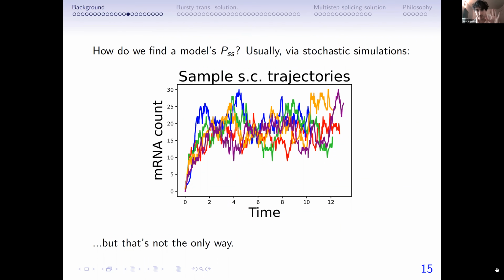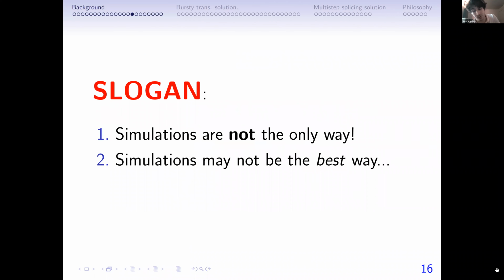Okay, so CME models, and we want to extract the steady state probability distribution to compare with experiments and fit parameters and stuff. So how do we calculate P_SS? Usually you do it via stochastic simulations, which you can see a bunch of random ones shown here. That's the normal way, but that's not the only way. And that leads me to the central slogan of the talk, where if you don't pay attention to anything else, I think at least these are two important takeaways. One, simulations are not the only way. And two, they may not always be the best way.